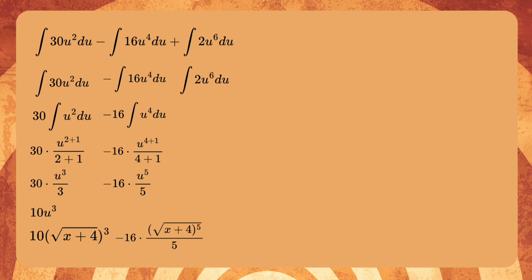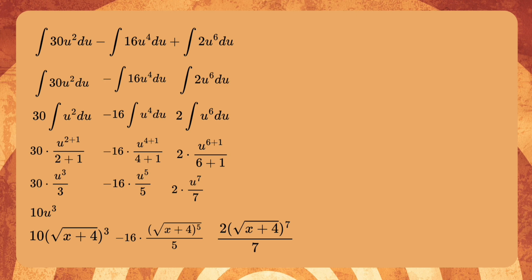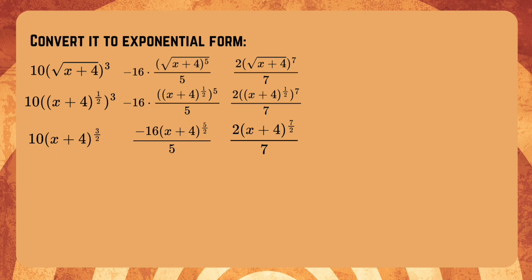Then, for the last one, we follow the same pattern. We take out 2, so 2 times the integral of u raised to 6 du. We add 1 to the exponent, so it becomes 2 times u raised to 7 over 7. So, 2 times square root of x plus 4 raised to 7 over 7.